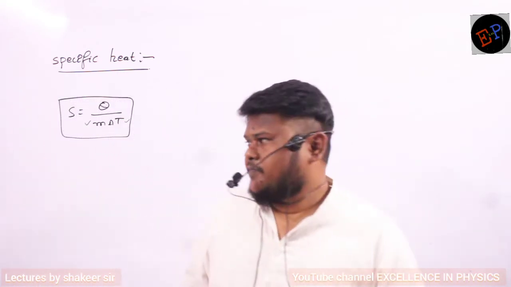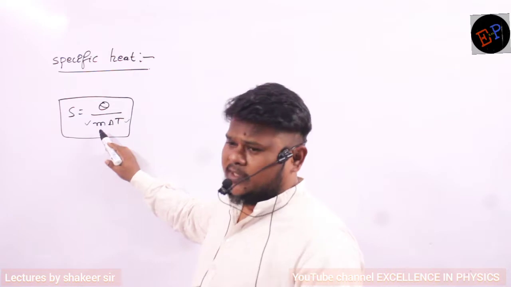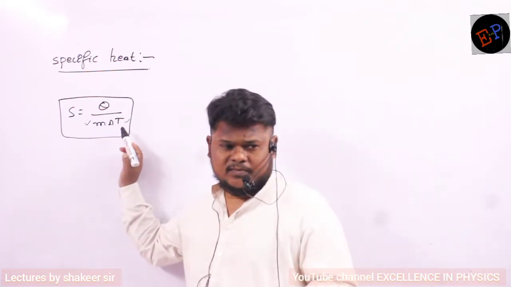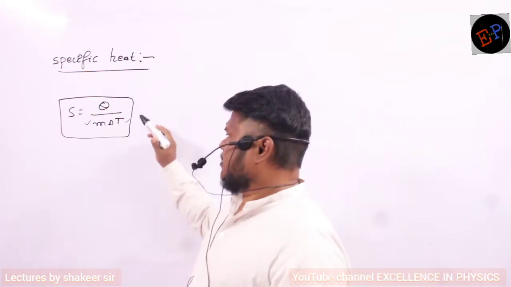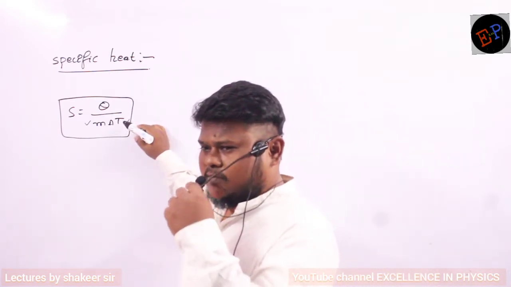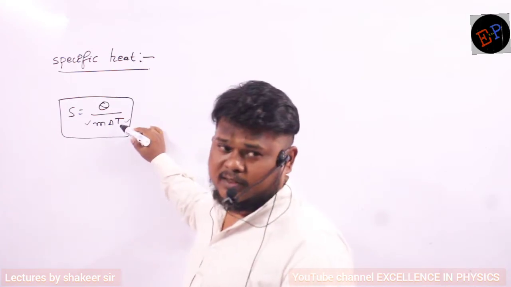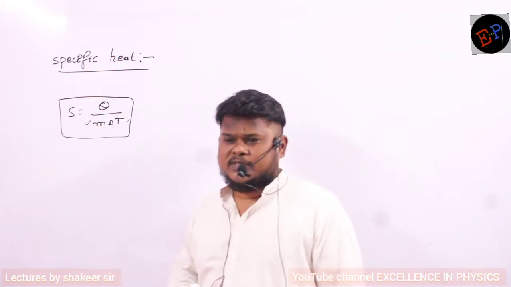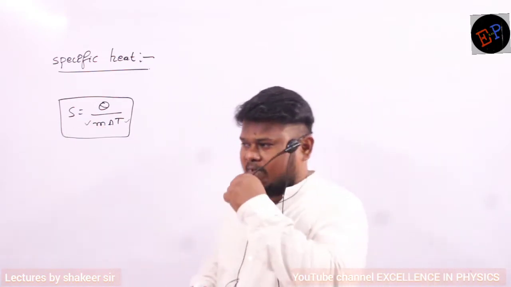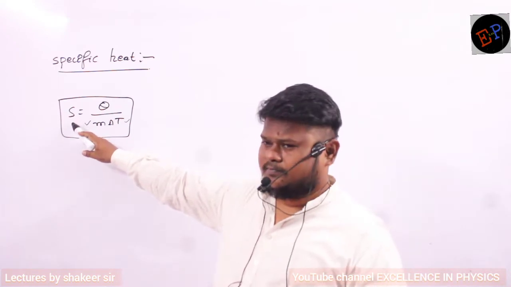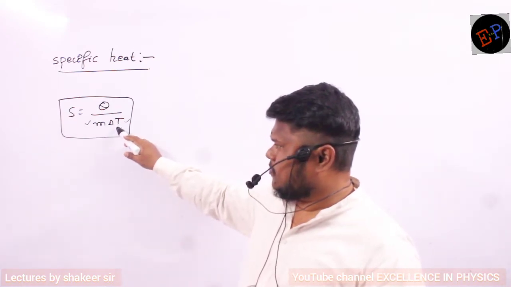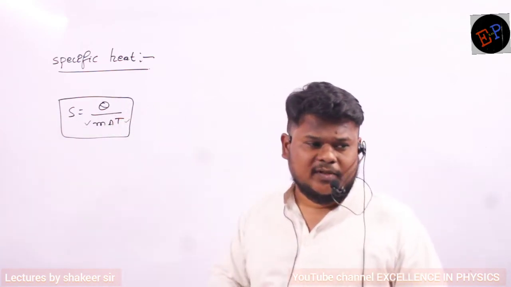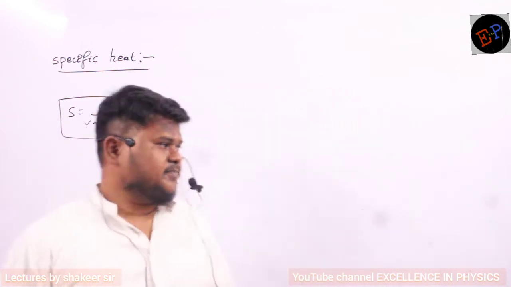So if I want to heat a unit body, for example, in the SI system, 1 kg of body, in the CGS system, 1 gram of body, and the rise in temperature is either 1 degree Celsius or 1 Kelvin, then how much energy you have to supply, that is called the specific heat of a body. Already we have studied this. If the specific heat is greater, it means that to raise the temperature of a body, we have to supply more energy. If S value is greater, Q value also will be greater. That is the meaning of this.